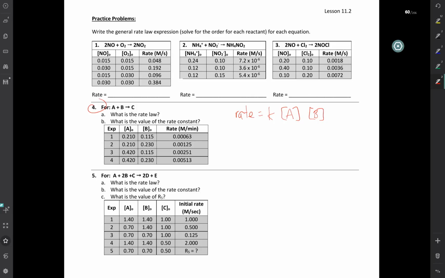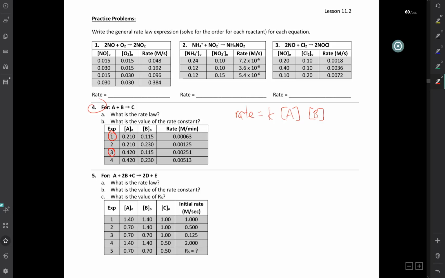If I want to find how the rate of the reaction is affected by changing the concentration of reactant A, I need to find an experiment or 2 experiments where B remains constant and A changes. So let's see if we can find 2 that work out. I'm looking at experiments 2 and 3. The concentration of B stays exactly the same, and it looks like the concentration of A doubles.